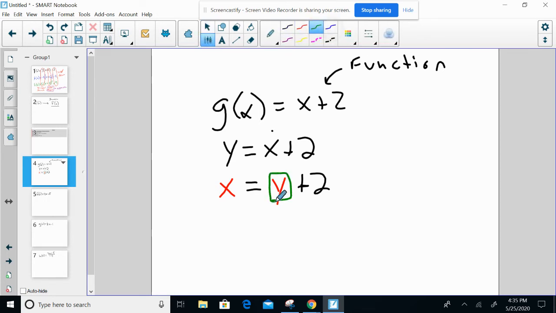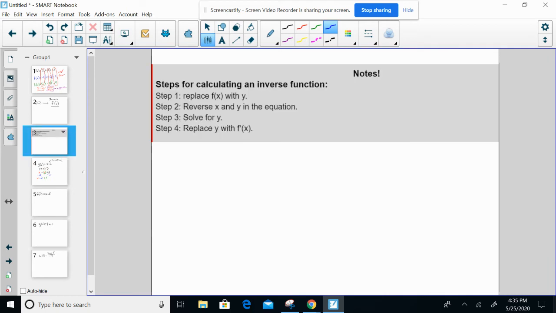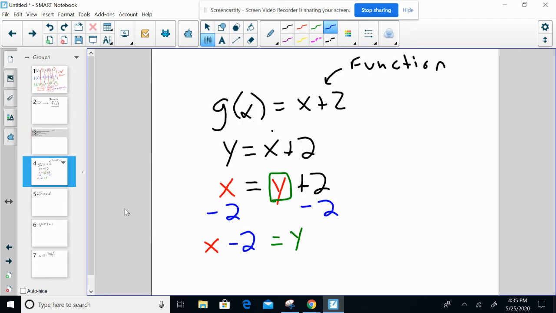What are we going to do? We're going to undo 2, subtract 2 from both sides. You get y is equal to x minus 2. And you're basically done. You got the y, solve for y. You got the y by itself.